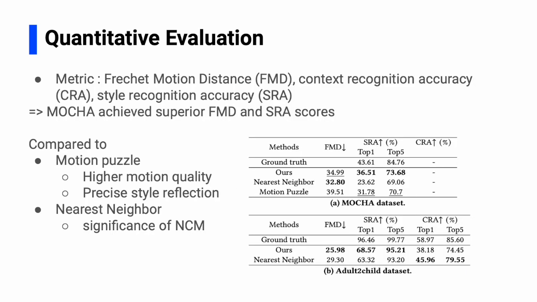Then the authors conducted quantitative evaluation. Metrics were Frechet motion distance, context recognition accuracy, and style recognition accuracy, which are used in motion style transfer. As you can see in the table, MOCHA achieves superior FMD and SRA scores. By this result, compared to Motion Puzzle, our model achieves higher motion quality and precise style reflection, and compared to nearest neighbor, we can find the significance of NCM.